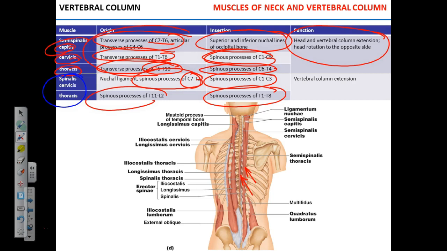Although we say that they play an important role in the extension and lateral flexion of the vertebral column, what is essentially their main function? So fine that you can't really see those movements. What do they do, those muscles? What do they maintain? Posture. They maintain your back straight up.